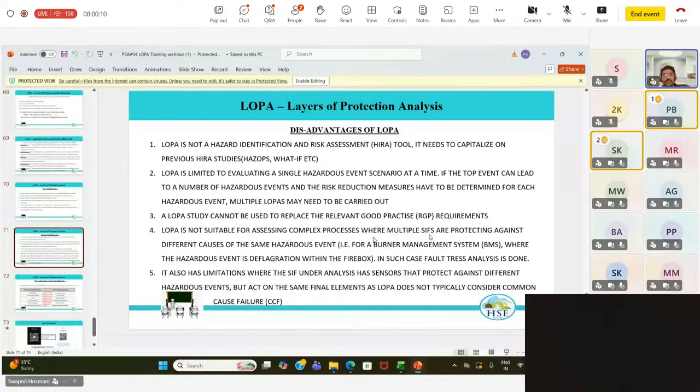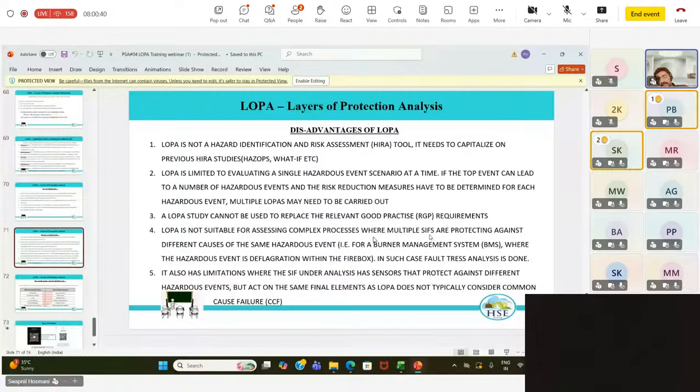Next, it also has limitations where the SIF under analysis has sensors that protect against different hazardous events but act on the same final element, as LOPA does not consider common failure. Exactly, if it has multiple sensing events but is eventually acting on the same final element, like the same ESD or the same pump tripping, then it is not possible to take credit. However, for our burner management system, we have taken credit because that burner management system was itself SIL3 rated.